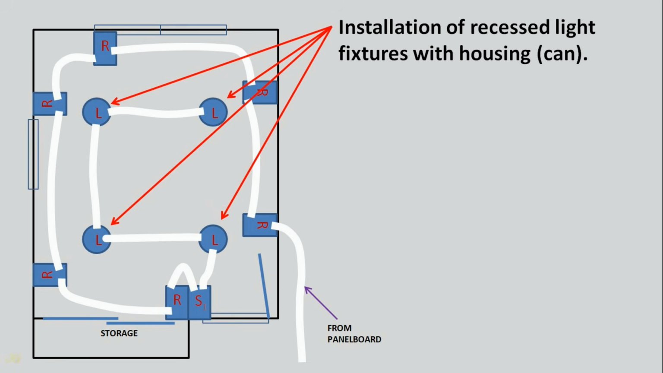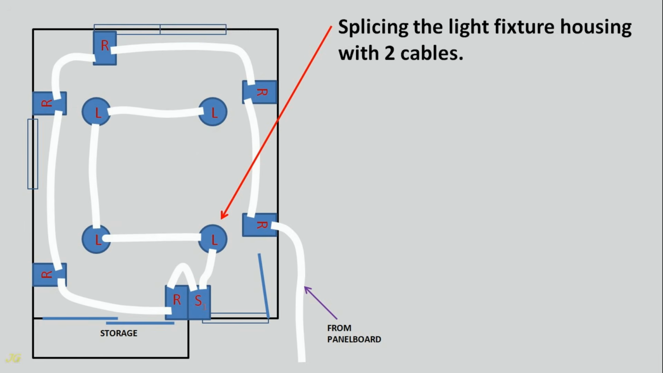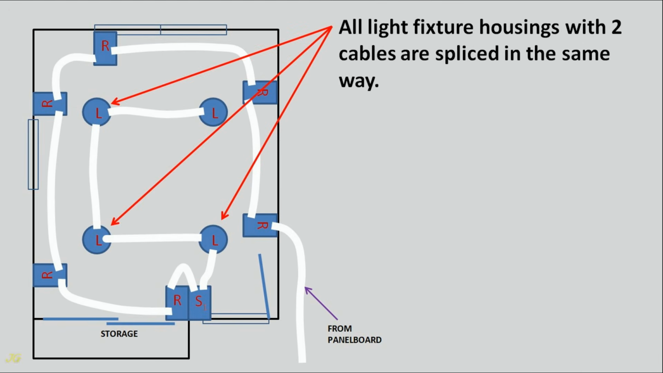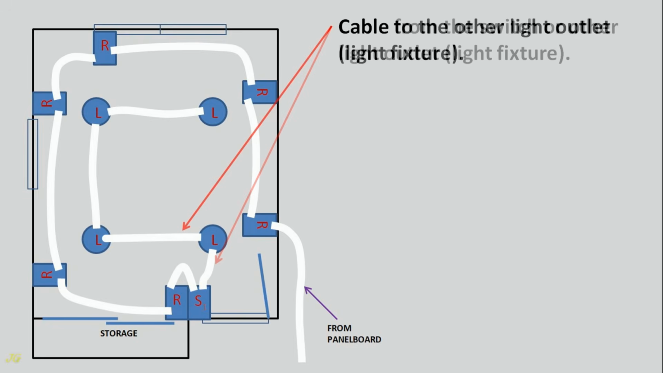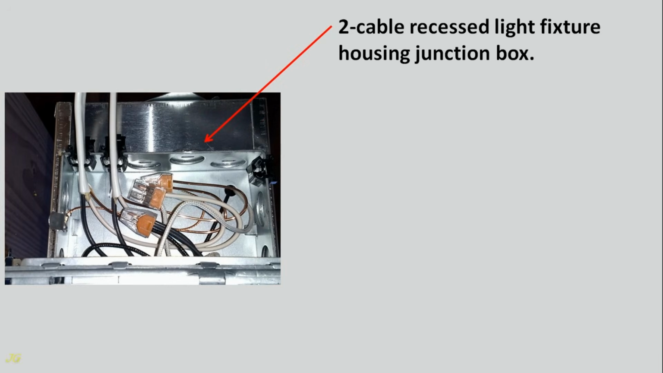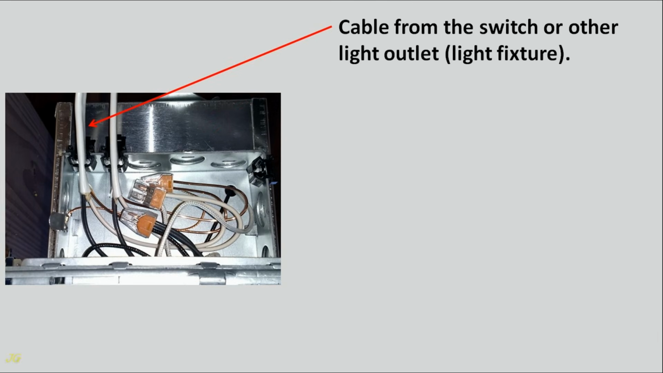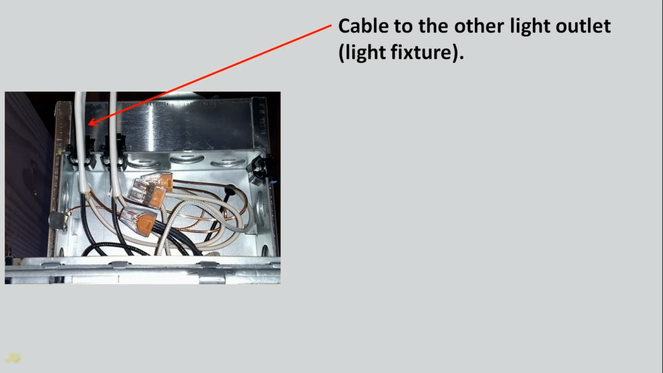Installation of recessed light fixtures with housing, can. Splicing the light fixture housing with two cables. All light fixture housings with two cables are spliced in the same way. Cable from the switch or other light outlet, light fixture. Cable to the other light outlet, light fixture. Two cable recessed light fixture housing junction box. Cable from the switch or other light outlet, light fixture. Cable to the other light outlet, light fixture.